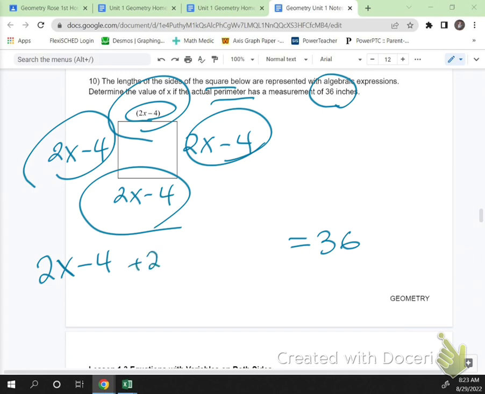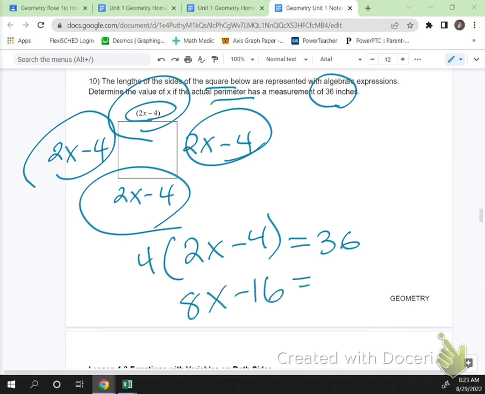That's a lot. That's too much, you're telling me. Did anyone write it a simpler way? Lauren? 4 times 2x minus 4 equals 36. Yeah, 4 sides that have the same expression. So I can write it like that also. It's perimeter, so you should be adding up all those sides. We notice that all the sides are the same, so I can use distributive property here. We get to where Jaden was, and now we're just going to solve.